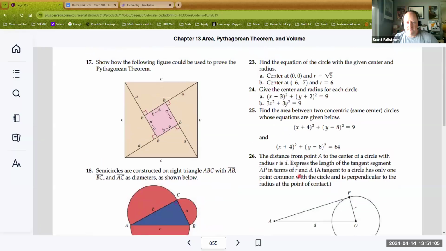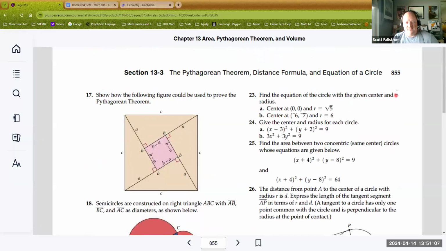And last is 23. Oops, up here at the top. Find the equation of the circle with the center and radius. Again, this is something that we did cover both in the video and I'll show briefly in class. It's not an excessive one. And again, it looks very similar to question 24. We should have some usefulness there. So that takes care of the homework out of 13.3. I hope this is helpful.